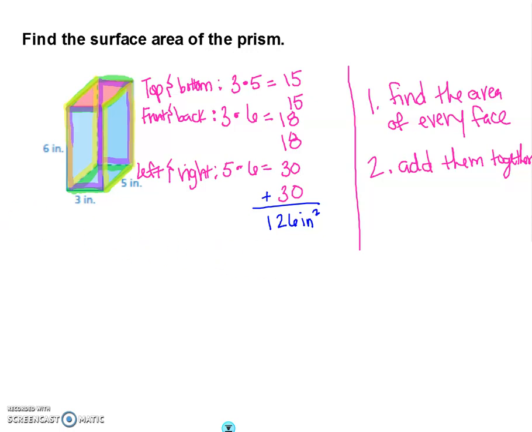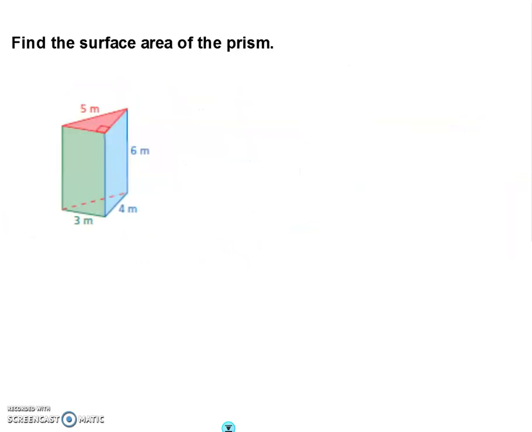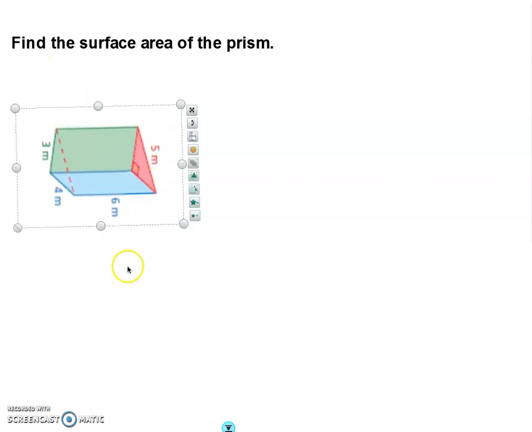Let's try another one. I got one more. It says find the surface area of this prism. This is still a prism. It has two parallel bases. The shape of these bases are triangles. No matter how you rotate this figure, its bases are still triangles. Like if I had rotated it this way, is the base a rectangle now? No, the bases are the triangles. It's a triangular prism.